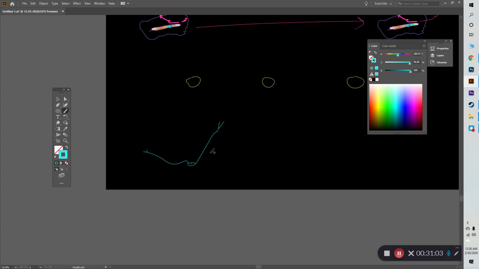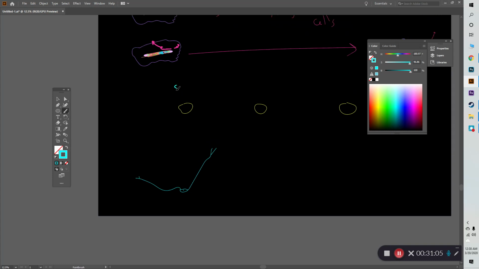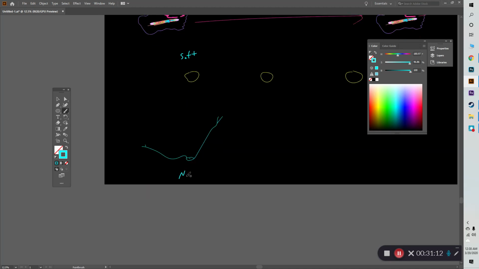So this is on soft. It's a neuron. Oops. Actually, that worked. And these are stem cells.